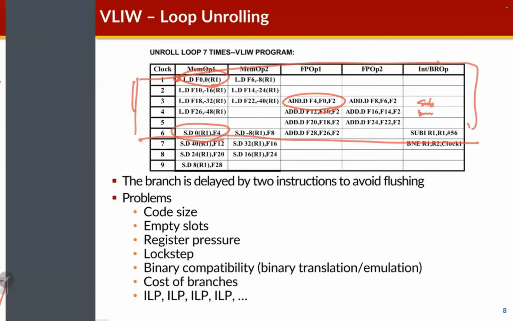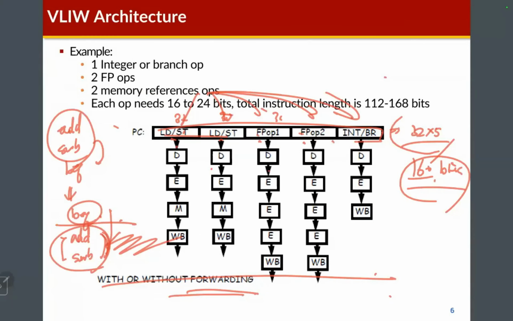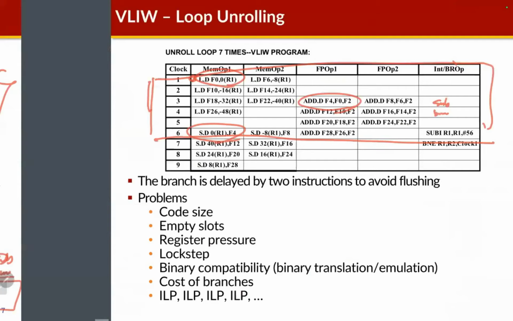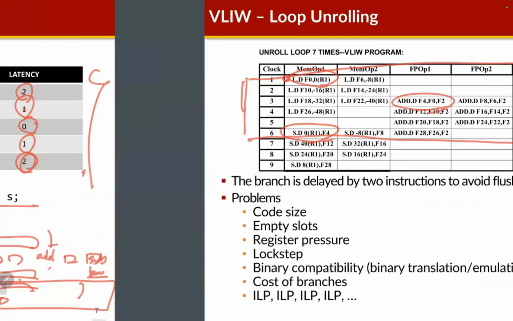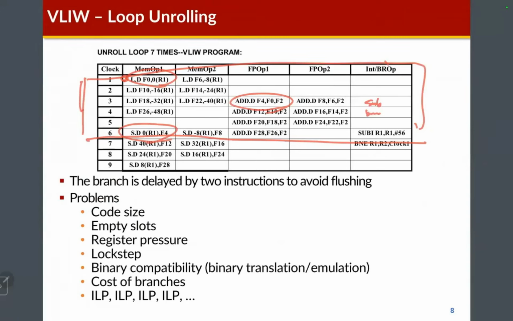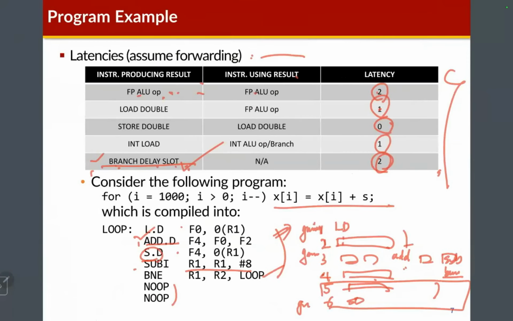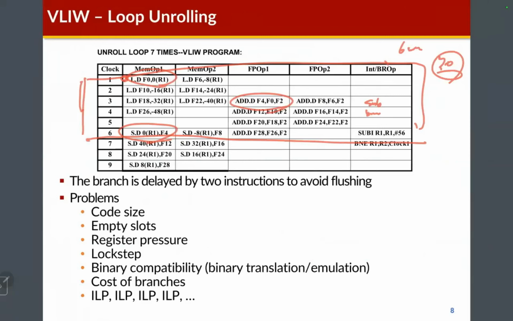But what is the peak performance of this VLIW? The peak performance is that this VLIW can execute 5 instructions per clock, right? Because there are 5 slots here. For this example, the VLIW consumes 6 clocks, which means that the VLIW could execute 30 instructions. But if the loop is not unrolled, this VLIW can execute only 5 instructions, right? The 5 instructions instead of 30.